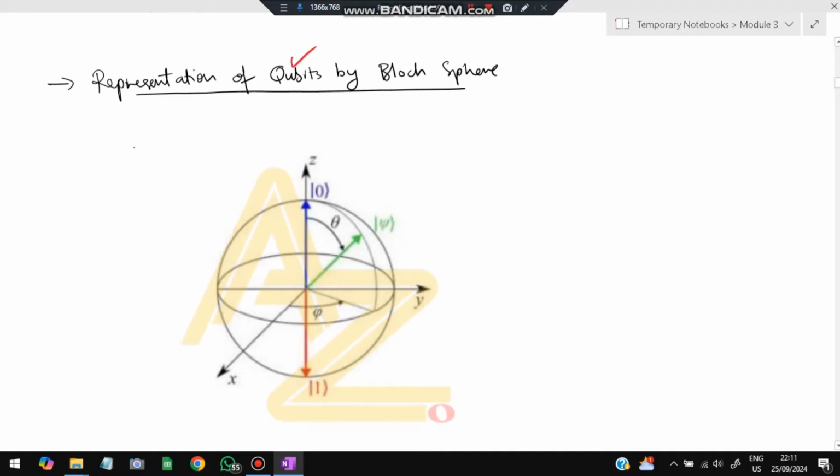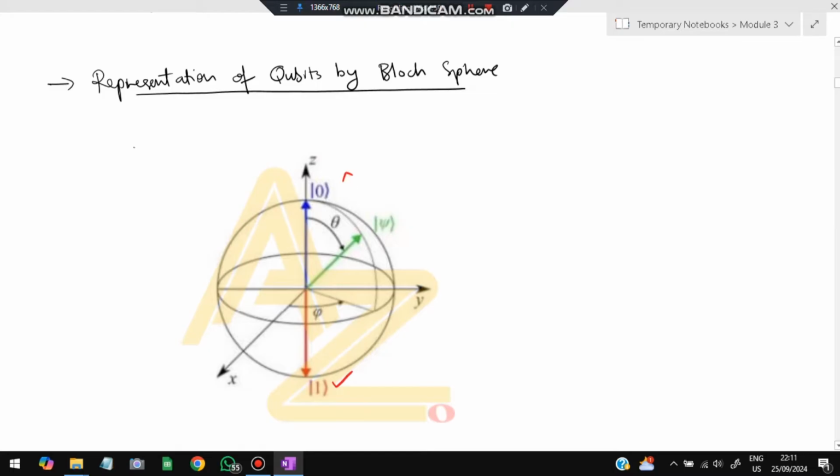The qubits are represented by a Bloch sphere. It's a very important question from an exam point of view. As you can see here, this is a 3D sphere. So here we have the x-axis, here we have the y-axis, and here we have the z-axis. The top is the 0 here. This north pole is 0, and the south pole is given as 1 here.